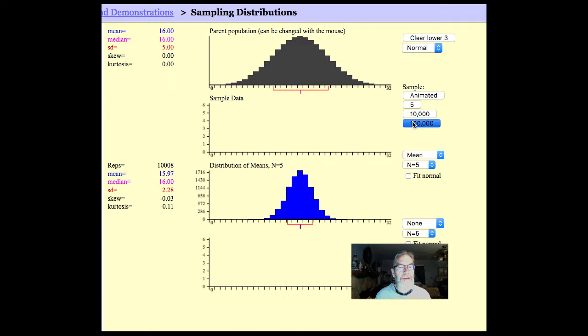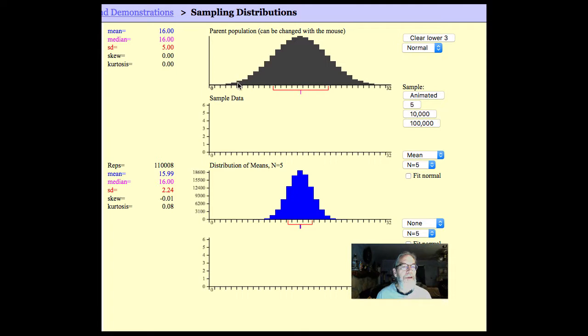Just for grins, let's go 100,000. Aha! 15.99 compared to 16. So look at that. Yes, we center on the population mean, but the standard deviation is smaller because when you saw those 5 data points, while they were spread out about the mean... Okay, well, big deal. You have a normal population, you get a normal distribution of the samples.